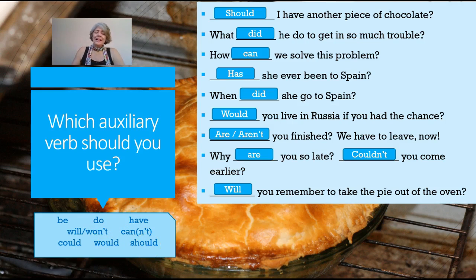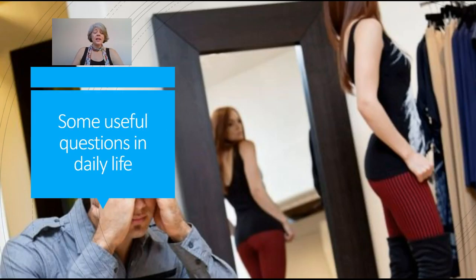So it is hard, I know. English questions are a little bit frustrating to learn, but I'm sorry, there's no magic way. You have to learn the auxiliary verbs. And just to finish, here are some useful questions in your daily life. Strangers will respond to you much better if you can ask the questions the right way.